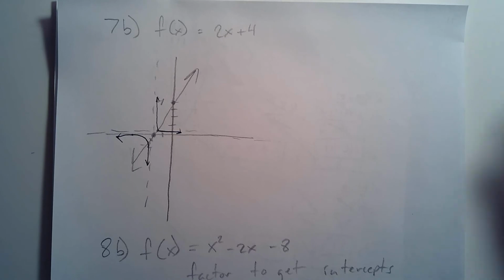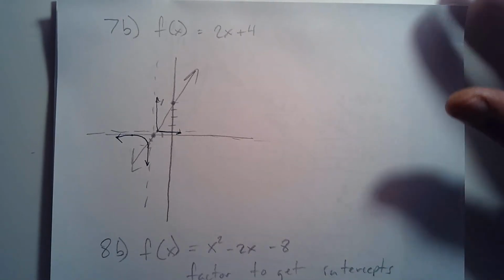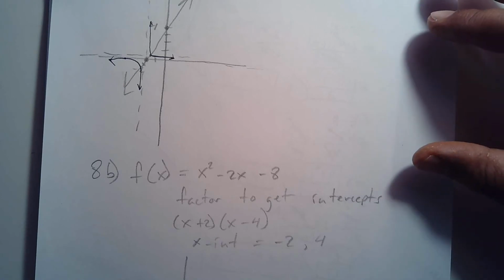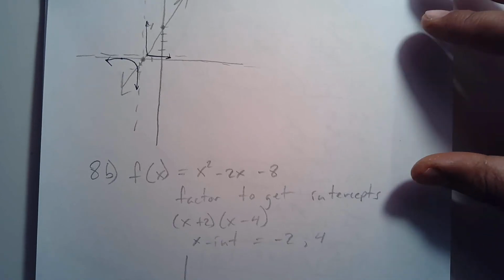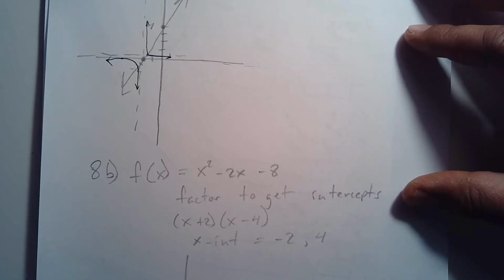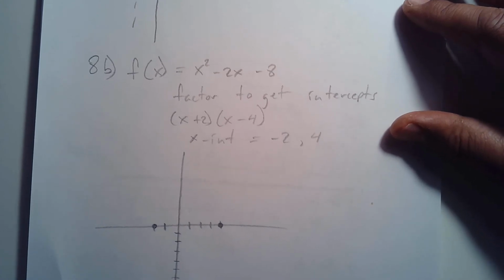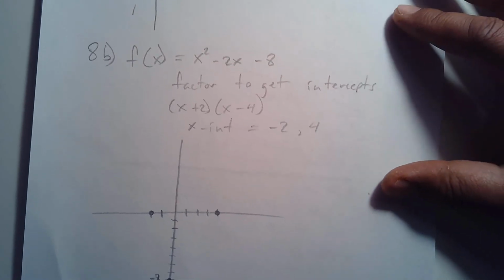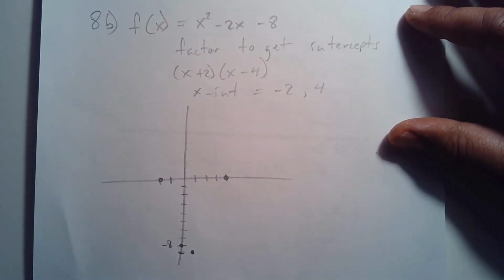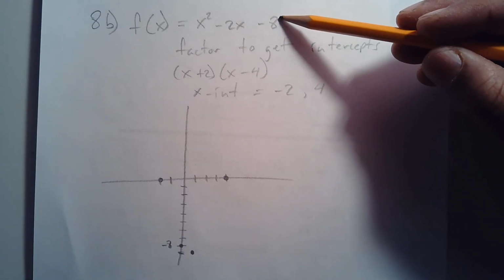Okay, so those were the ones where you're looking at linear equations that have turned into reciprocal functions. The other kind is a quadratic. Here we've got x squared minus 2x minus 8. We can factor that. We get x plus 2, x minus 4. So your x-intercepts are x equal to negative 2 and 4. And then your y-intercept here is going to be negative 8. You can get that right from standard form.